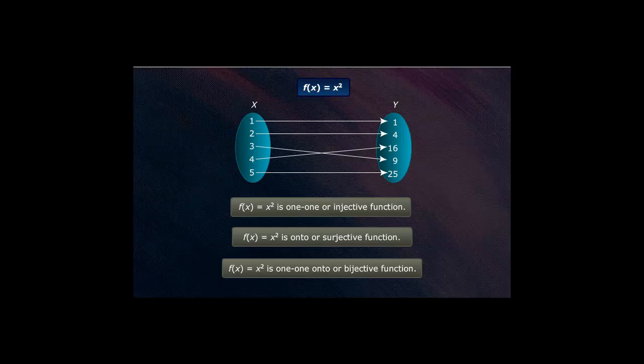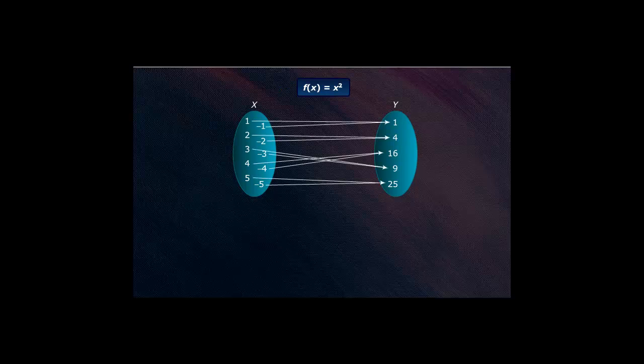Now let's turn our attention to sets x and y once more. Let's forget the mapping for an instant. Observe set x. Observe its elements. Let me now add the negative of the elements of x in the set x. There. The function still remains the same. F of x equals x squared. What happens now to the mapping? We can do it like this. Now in this case, two elements of set x have one image in set y, right?